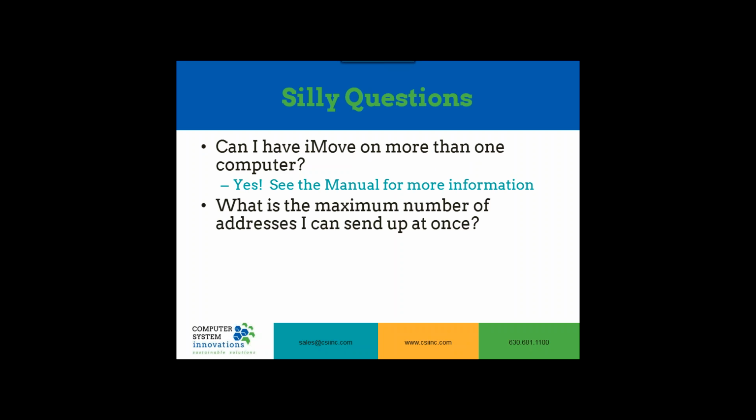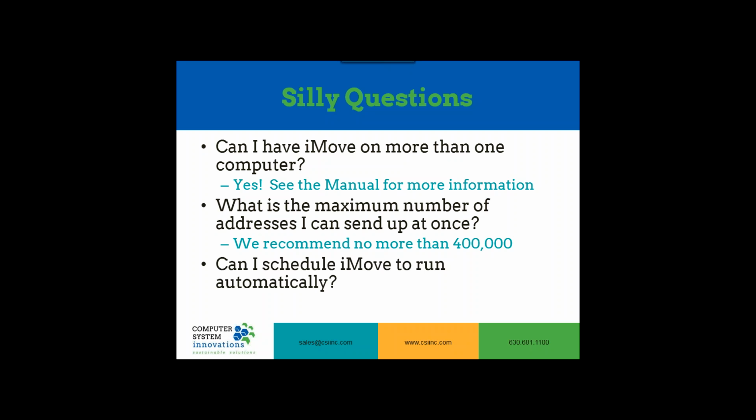What's the maximum number of addresses I can have checked at one time? We sort of say about 400,000. If you're going higher than that and it's working fine, let us know. That'd be cool. But that was sort of our guess in the dark, and we know people that use iMove for about 400,000 address checks at one time. I think it takes about 2 hours.